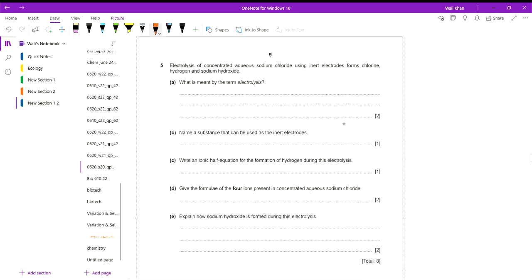Electrolysis of concentrated aqueous sodium chloride using inert electrodes forms chlorine, hydrogen, and sodium hydroxide. What is meant by the term electrolysis? So you have to define the electrolysis. उसकी आपने सिंपल डेफिनेशन यहाँ पे राइट डाउन करनी है. So 2 मार्क्स की है.